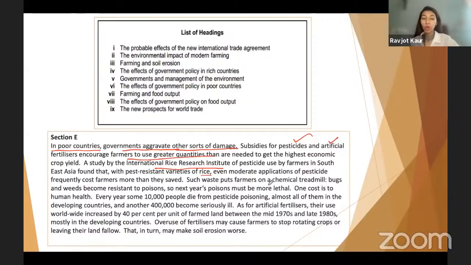So further, they're talking about, this whole paragraph talks about the poor countries. So, and the effects of the government policies as well, if you look at it.